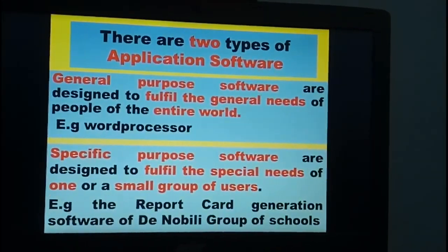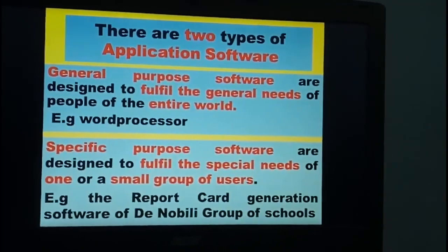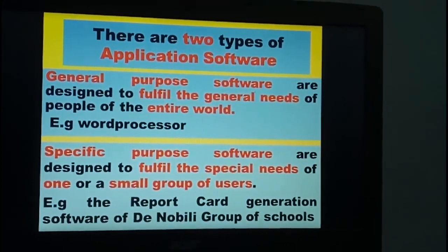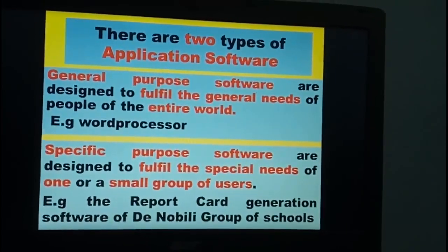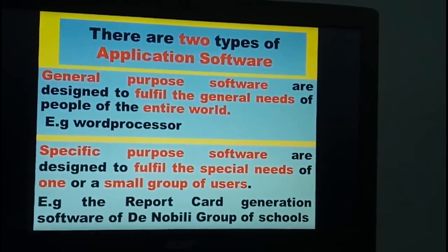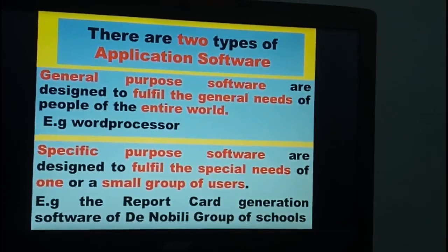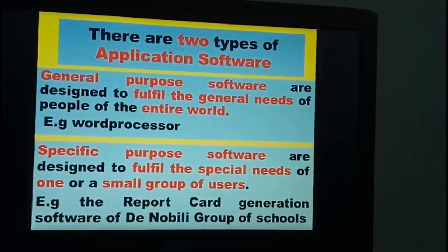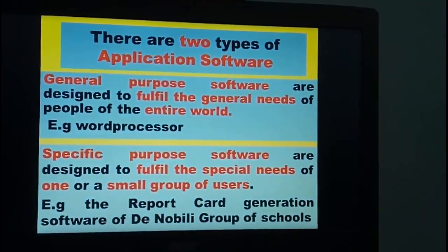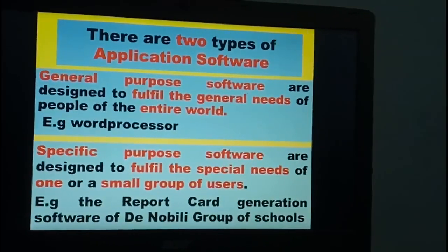On the other hand, specific purpose software are designed to fulfill the special needs of one or a small group of users. For example, the report card generation software of Dinobili Group of Schools. Now, in Mr. Vikas's room, there is a computer, and in that computer, and only in that computer in our school, there is this software for report card generation. This software is also there in one computer of each of the Dinobili group of schools. You won't find this software in any other school or any other place anywhere in this world, because this report card generation software is made only for the Dinobili group of schools.